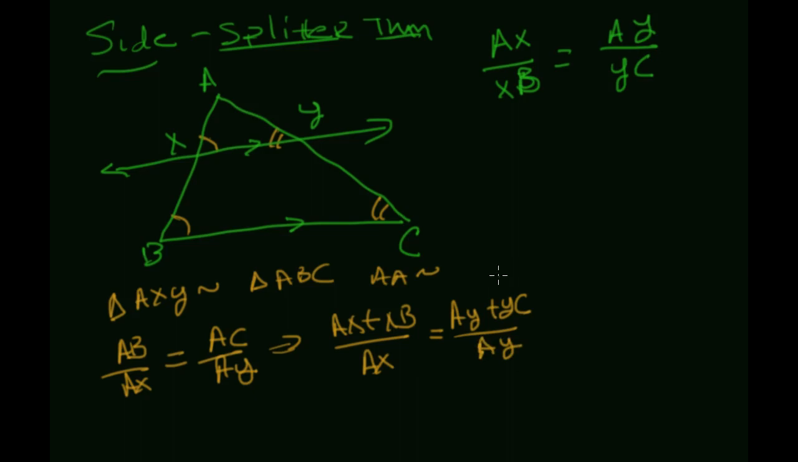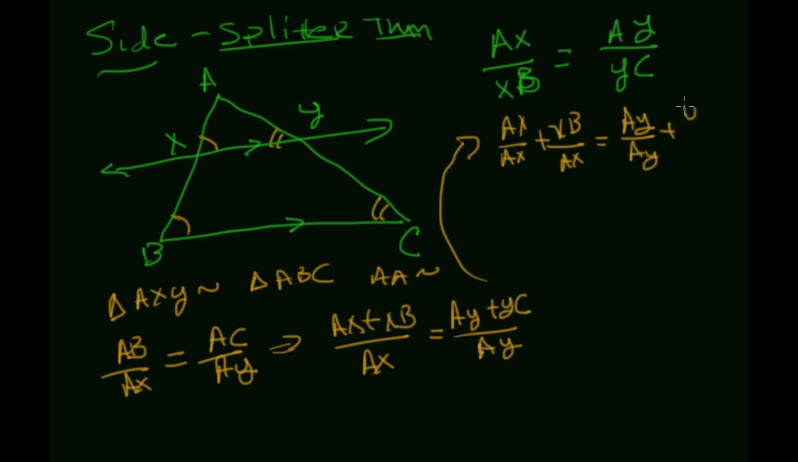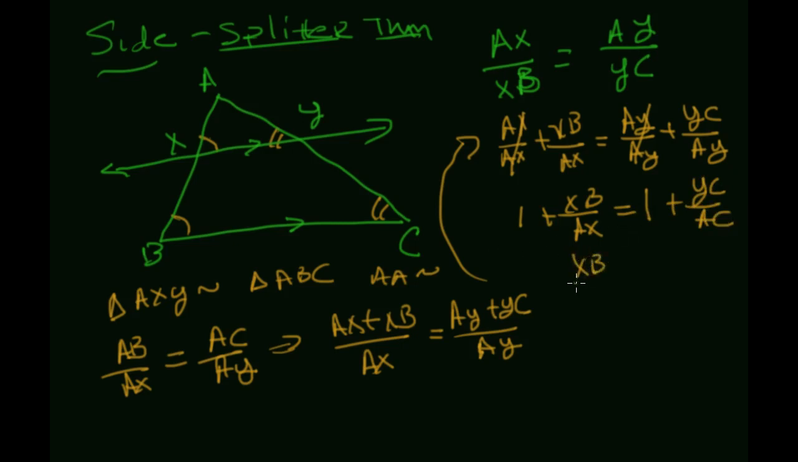Okay, so let me move up here a little bit. Looking at that, I can break that into AX over AX plus XB over AX is AY over AY plus YC over AY. Anything over itself is 1. Same thing here. And subtract 1 from both sides. I get XB over AX is equal to YC over AY.